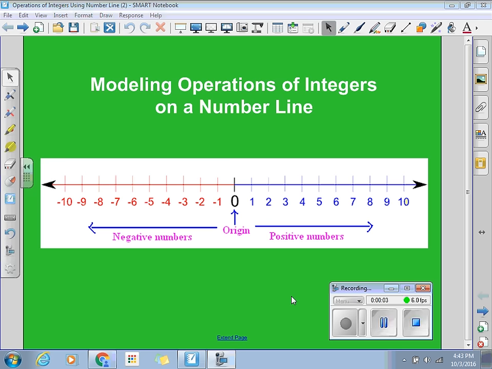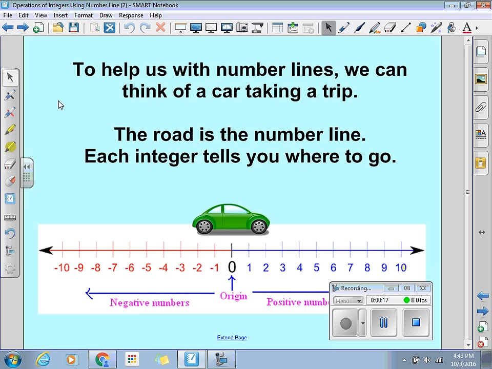So last video we talked about modeling operations of integers on a number line with adding and subtracting. So we're going to review a minute. There's your number line. Positive goes to the right, negative goes to the left. We remember that the car takes trips and the road is the number line, and each number tells you where to go. So let's recap a little bit of adding and subtracting.